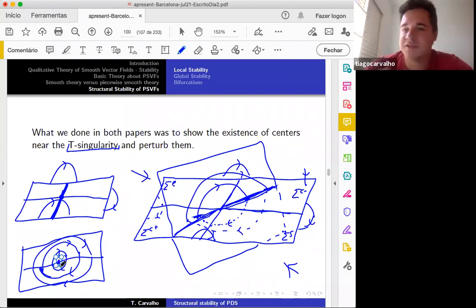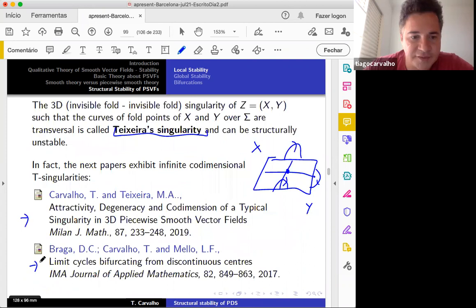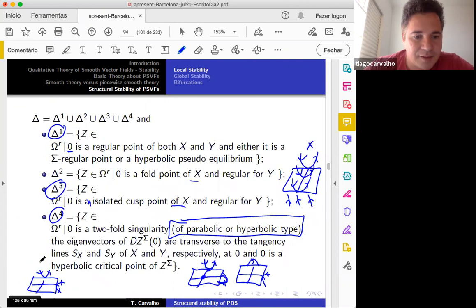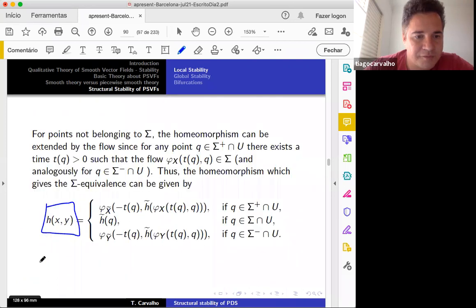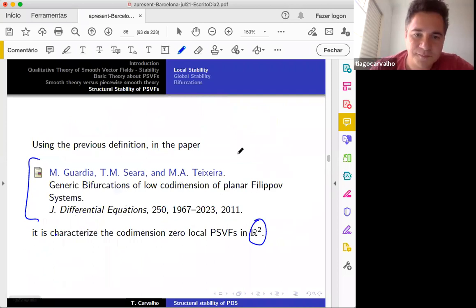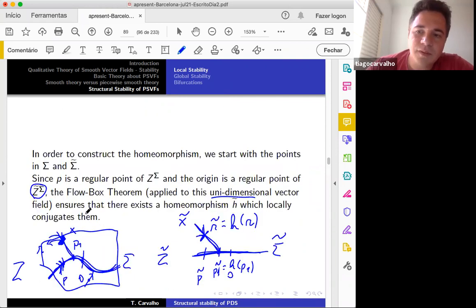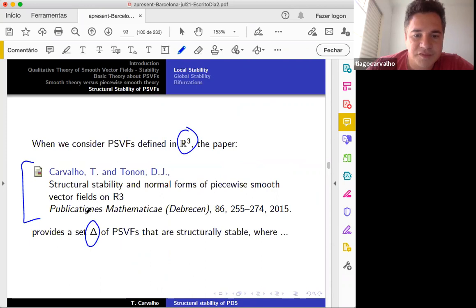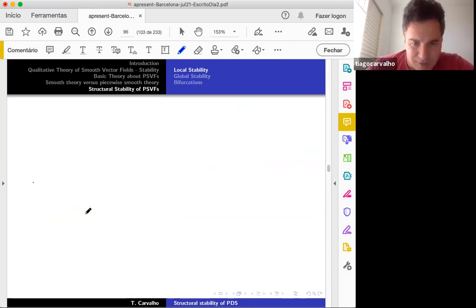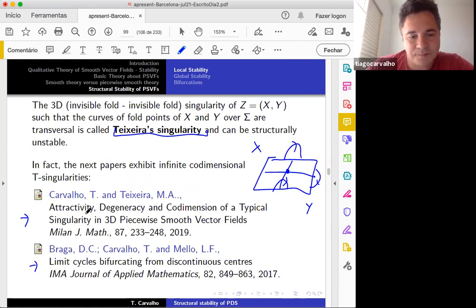But a center is not a structurally stable configuration, okay? This is a kind of planar center. And this behavior is not structurally stable because it is not present in theorem 3.5 of this paper. Okay, the center is not a regular point nor a generic singularity. So vector fields presenting a T singularity can be structurally unstable. Okay.